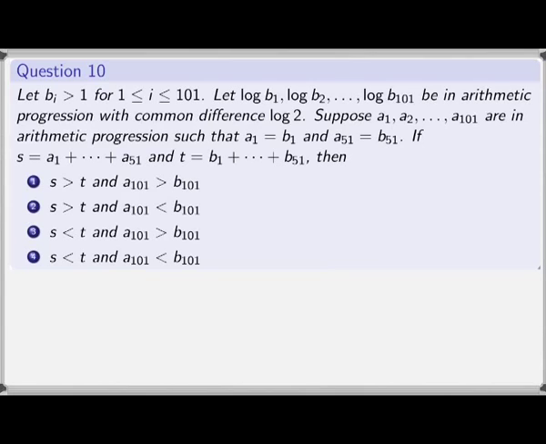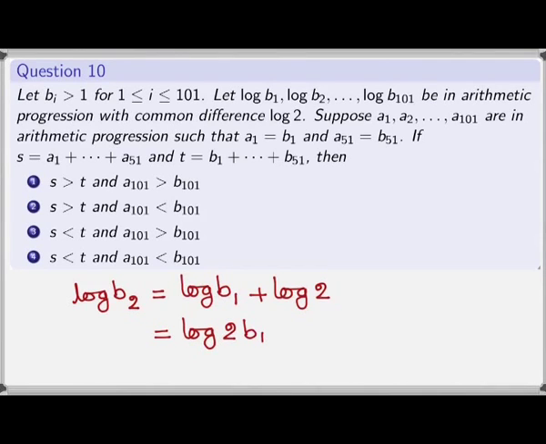Since log of b1, log of b2 up to log of b101 is in an arithmetic progression with the common difference log 2, we can write log of b2 is equal to log of b1 plus log of 2, that is log of b2 is equal to log of 2b1. Now taking exponential on both sides, we get b2 is equal to 2b1.